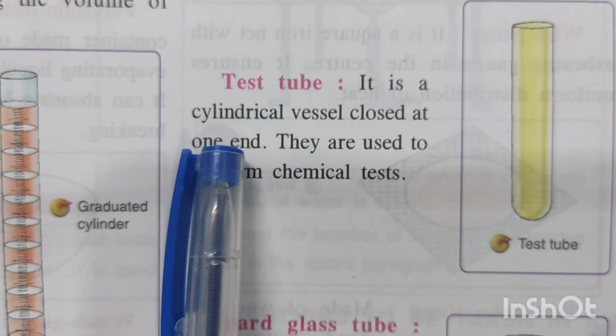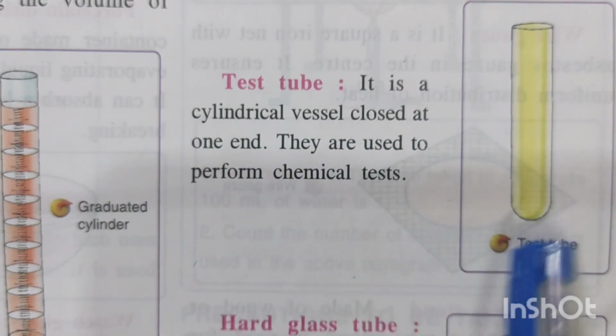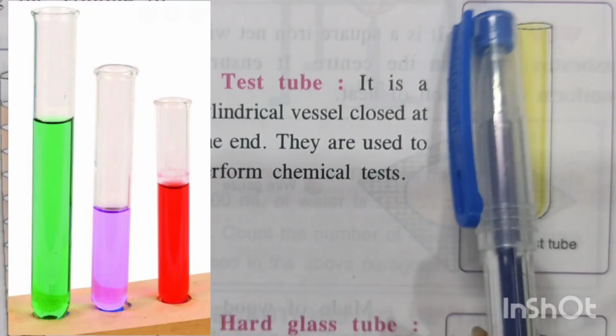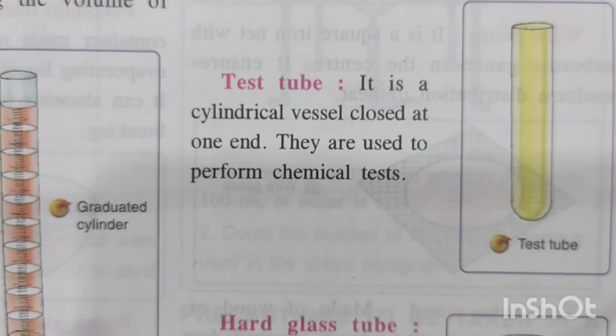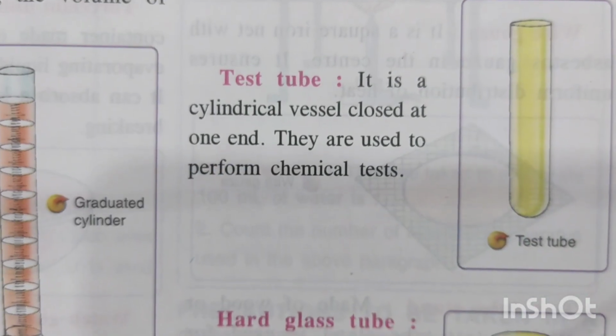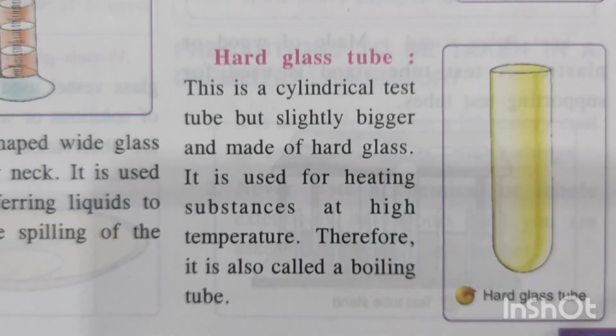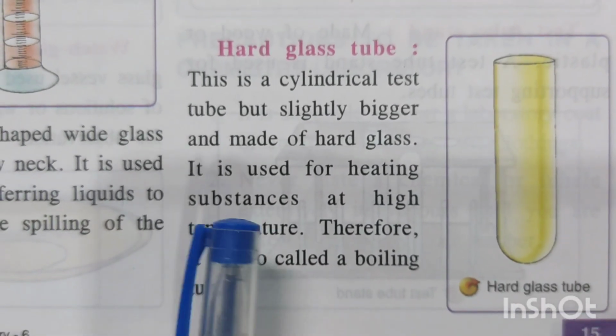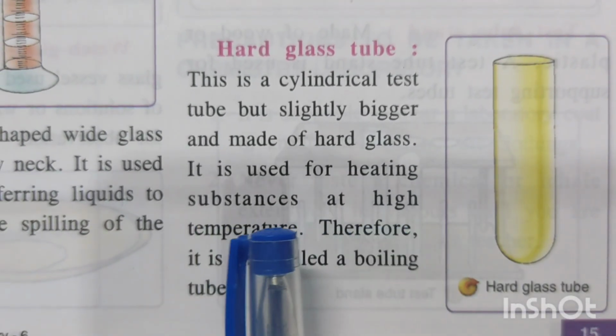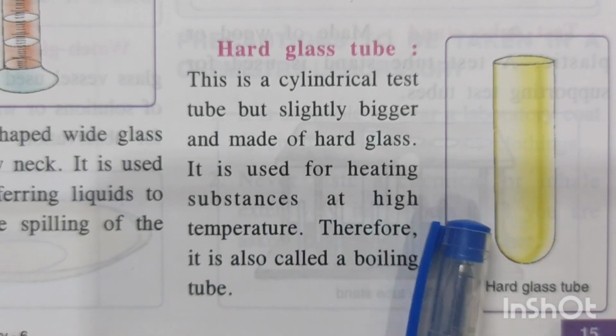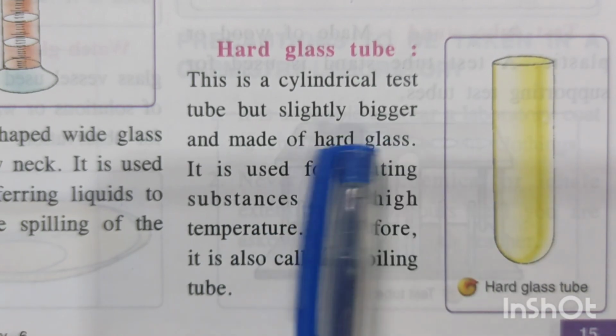So test tube is a cylindrical vessel which is closed from one end. It is closed from the bottom and it is open from the upper side. They are used for performing the test. Next we come to, children, hard glass test tube. Now these are also the same kind of test tube. Only thing is these are slightly bigger in size and they are made up of hard glass.